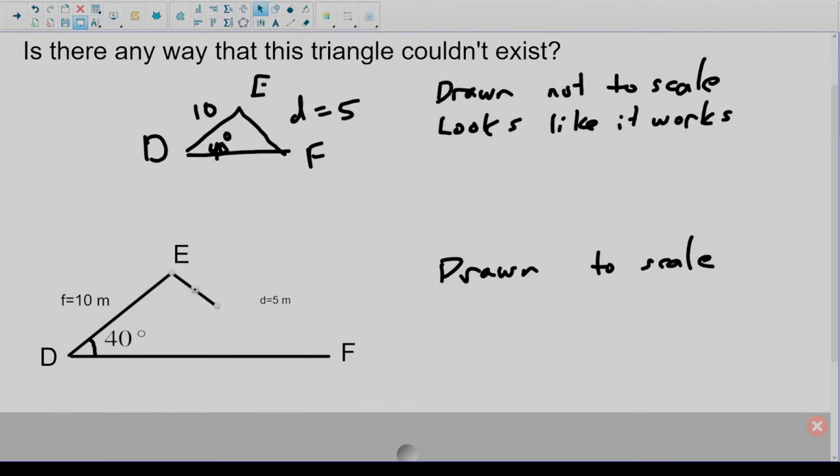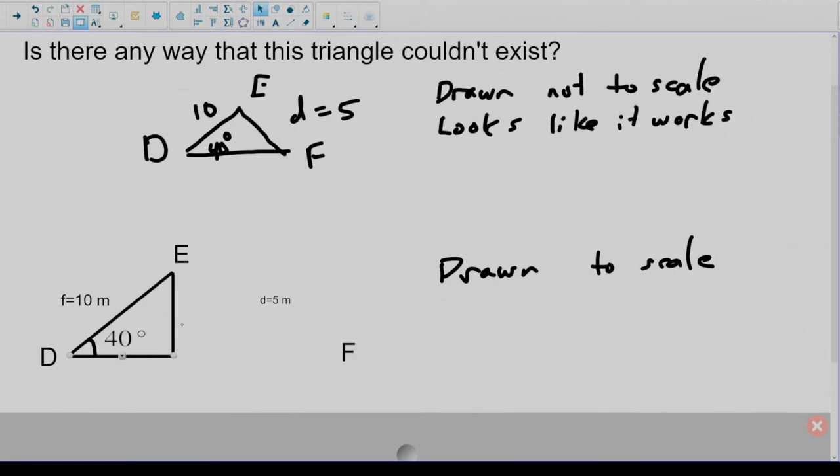Now, I do have to be careful, and this is a little bit of foreshadowing here. Would there be a way to exist if I drew it straight down like that? If this length was exactly half of 10, I could make it work. And remember, we're able to make this length as long as or as short as we want it to. So that would work. Okay?